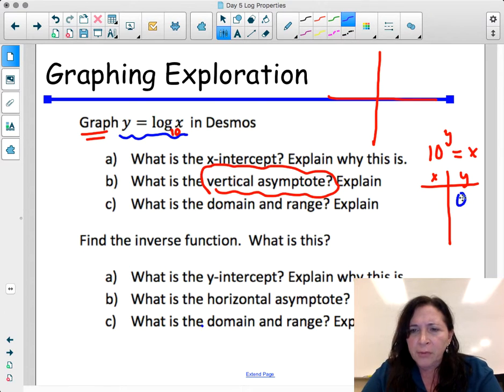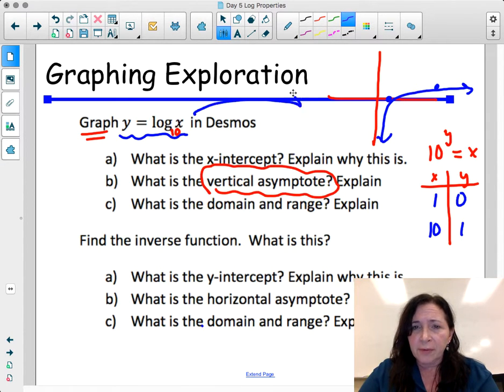So I'm always plugging in 0 and 1 for logarithms. Plugging in 0, 10 to the 0 power is 1. Plug in 1, 10 to the 1 power is 10. So I end up getting 1, 0, and I get 10, 1. And so my graph is going to look like this. It's going to come up and it's going to go like that. That's my logarithm graph. Okay, that's this graph over here. So here's your value 1, 0, and here's 10, 1.